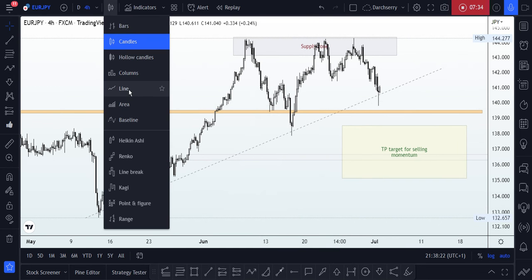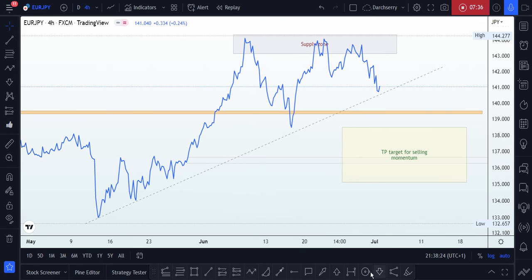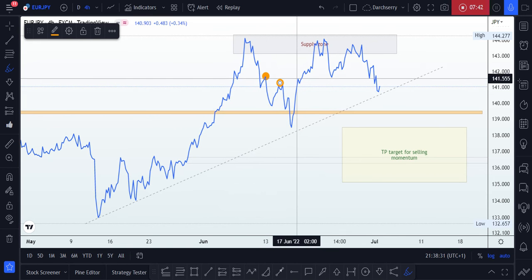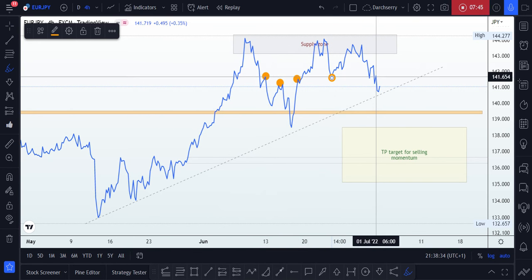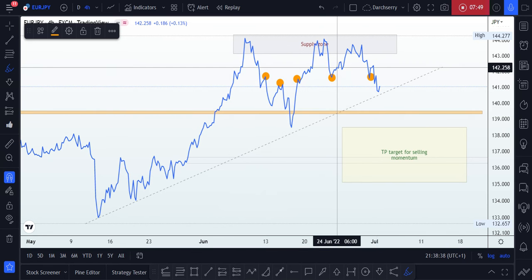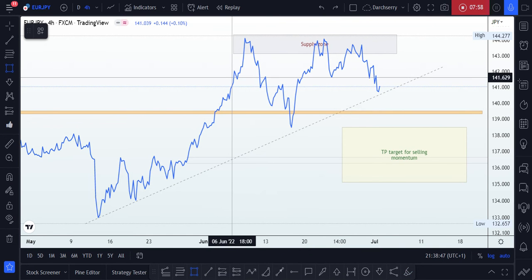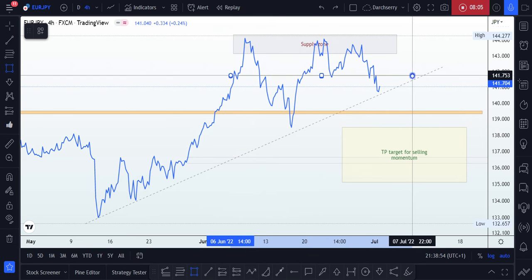If we bring out our line chart at this point and look left, we can see this area has been a selling niche for participants in the market. We had a selling niche here, and here, before this area became a demand zone. Then we had a demand and a selling niche around this area. So this area is a significant level that has most of the time been a selling niche for participants in the market. I would like to connect the series together, and this area will be around the 141.700 Japanese yen.